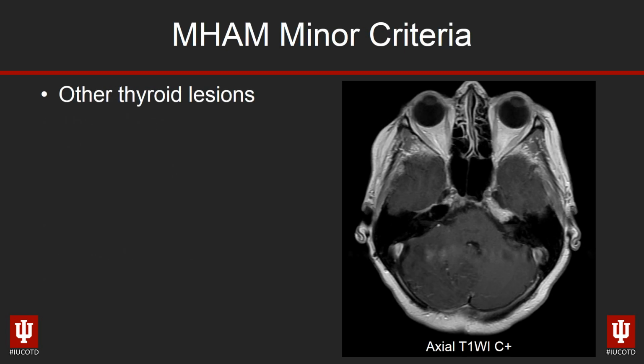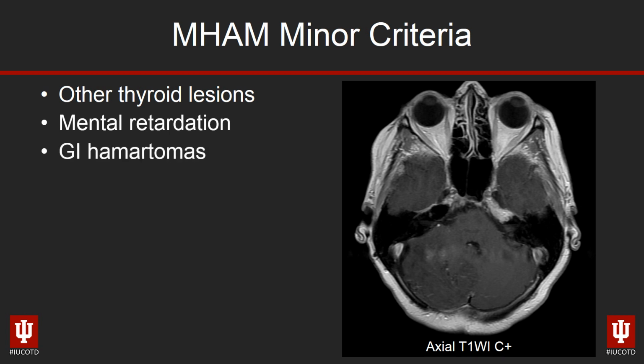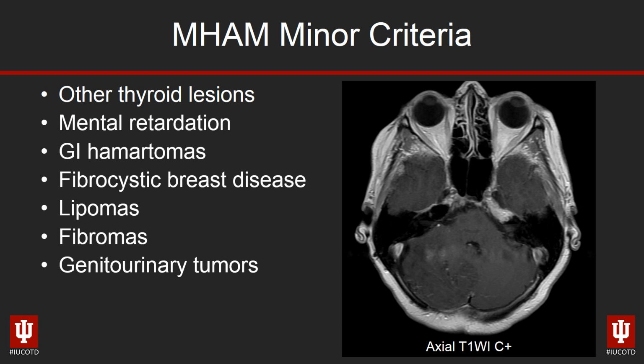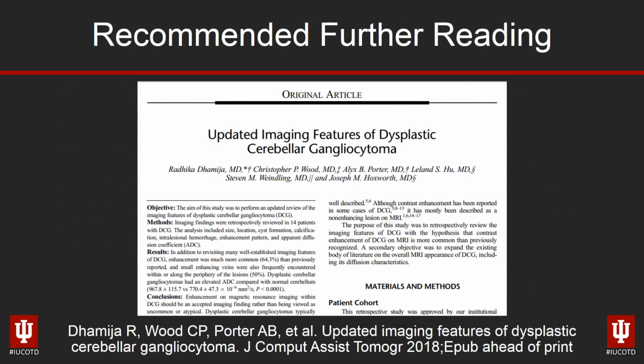some minor criteria as well, and it's sort of a nebulous grab bag of things that can involve the thyroid in terms of nodules. These patients may have low IQs. They can have GI hamartomas, fibrocystic breast disease, which is something that our mammographers may encounter, as well as lipomas and fibromas. There's also some other genitourinary tumors that have been associated with MHAM as well, a little less defined in terms of whether or not they meet the diagnostic criteria.